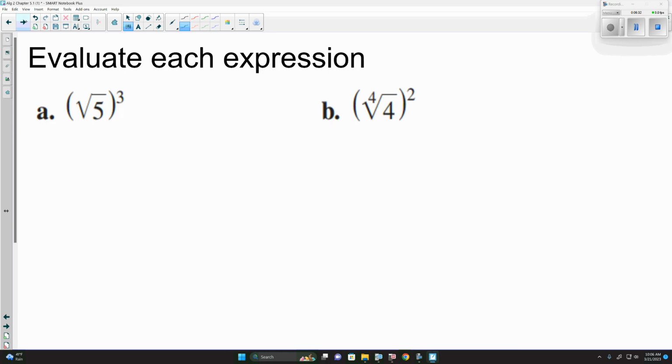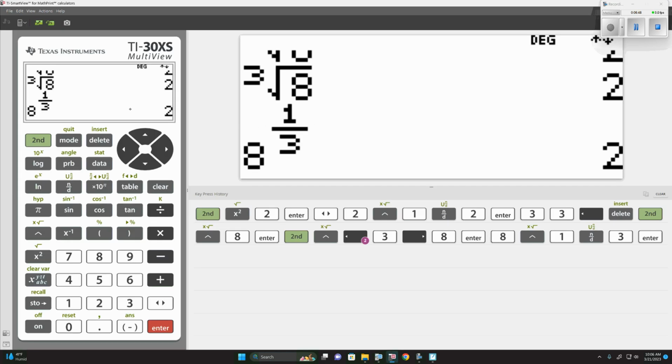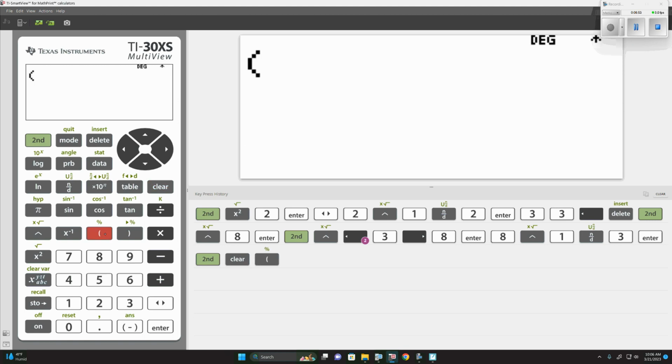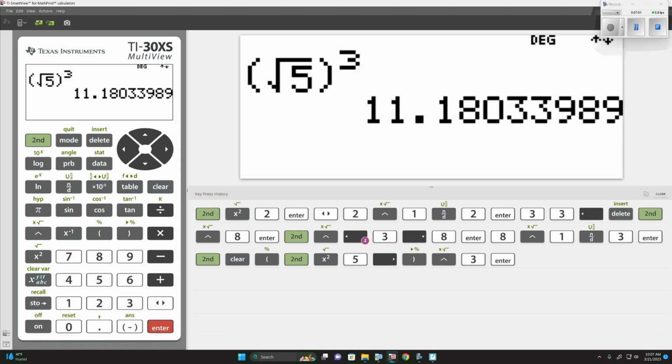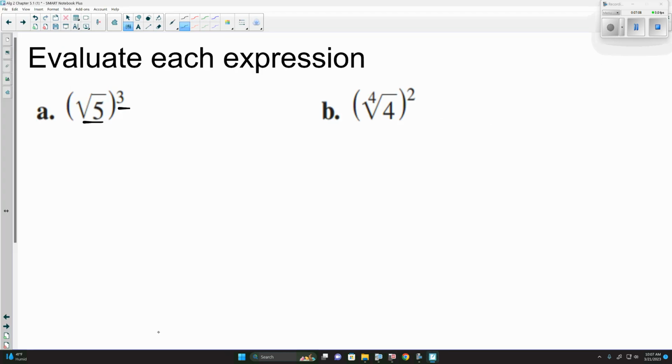So we're seeing that we also can evaluate these, and we work from the inside out. If we were doing this part by part, we would first take the square root of 5 and then cube it. So in the TI-30XS, we can say parentheses, second, square root of 5, to the 3rd. And we get 11.18033 if we're using a calculator to approximate this.